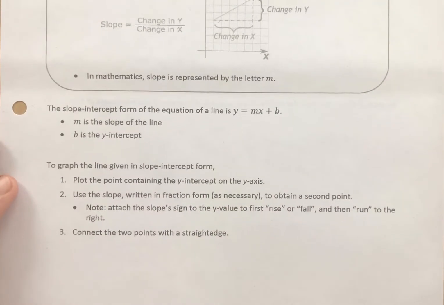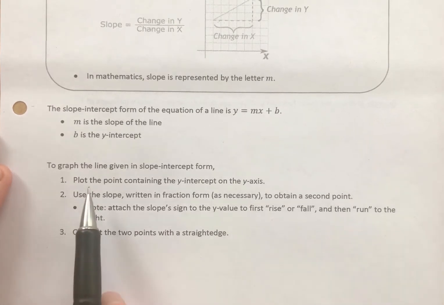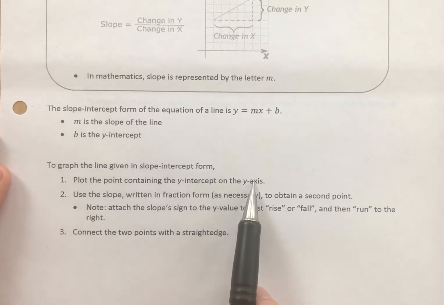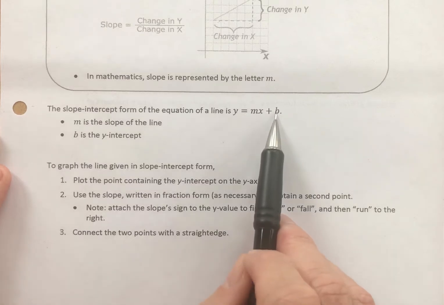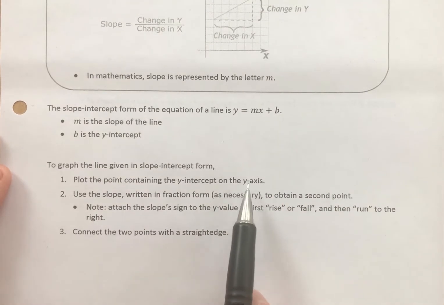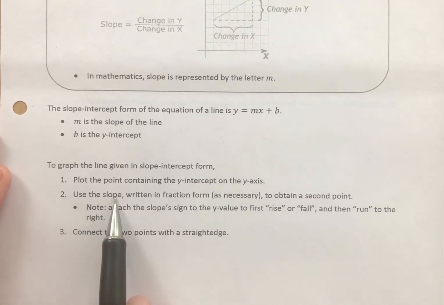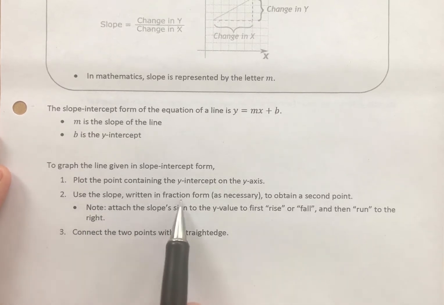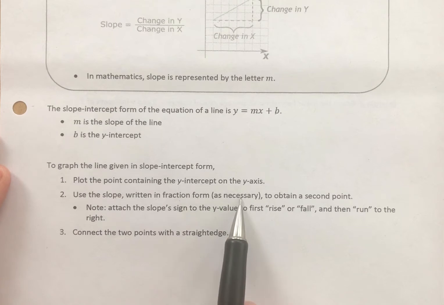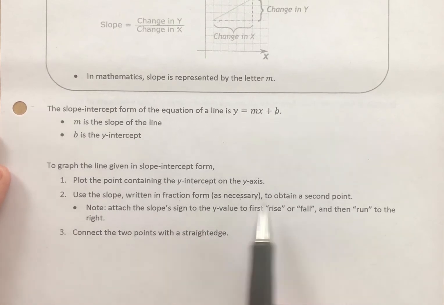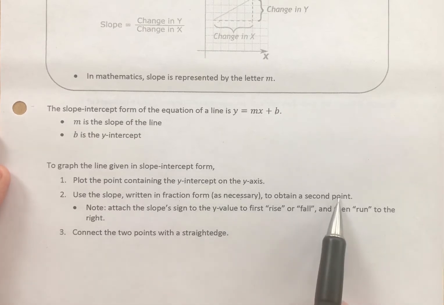Okay, so how do we graph a line that is in slope-intercept form? Well, it's fairly straightforward. We want to begin by plotting the point that contains the y-intercept on the y-axis. So we know the y-intercept, we want to put that point on the y-axis. And then we're going to use the slope, again, written in fraction form. If it's not a fraction, when you see it, you're going to want to write it as a fraction, because we're going to use that to obtain a second point.